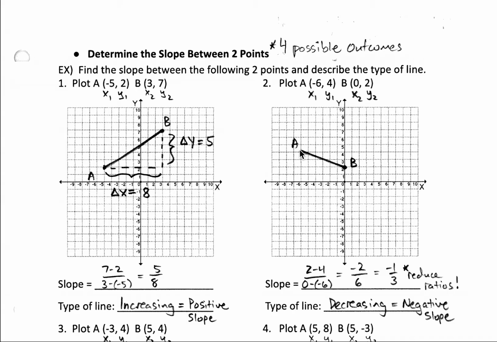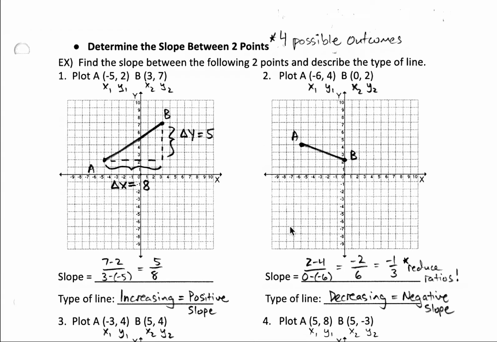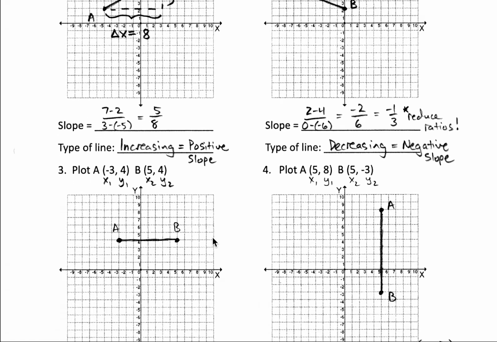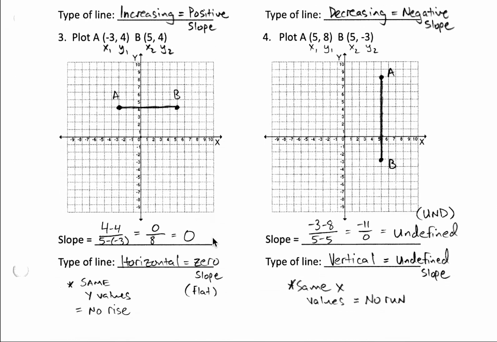So while it is true that from A to B we're going down 2, right 6, it is also true that we're just going down 1, right 3 a bunch of times. So again, a decreasing line will have a negative slope. Increasing lines will have positive slopes. Let's check out 2 special cases here.